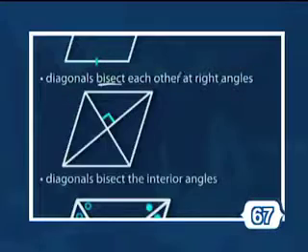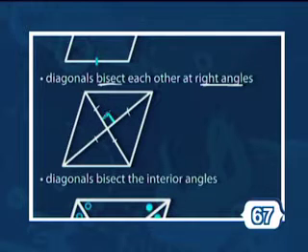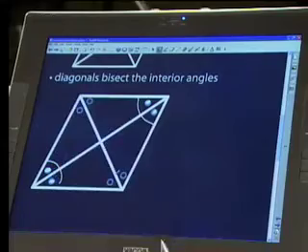The diagonals don't just bisect each other, but they do it in a specific way. They bisect each other at right angles. So that means they are equal to each other, but this happens at right angles. So therefore, they cut each other at 90 degrees. So the diagonals of the rhombus will bisect the opposite interior angles.